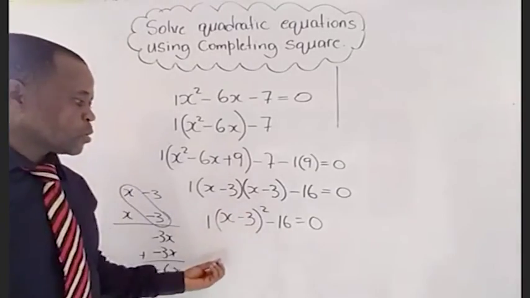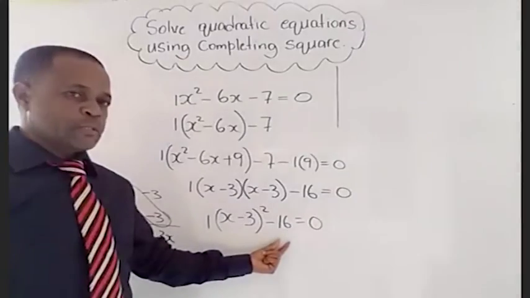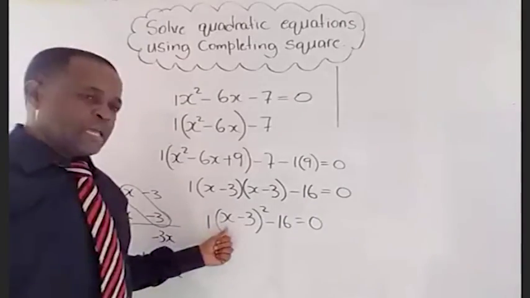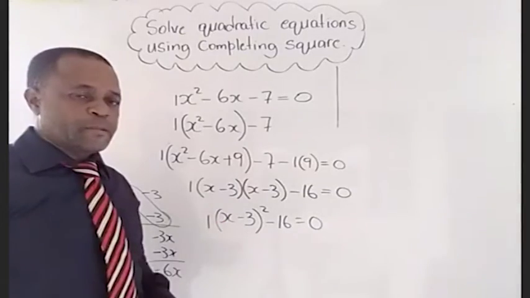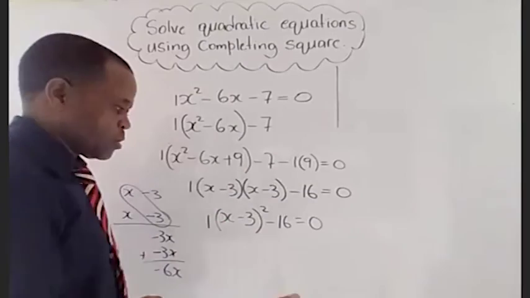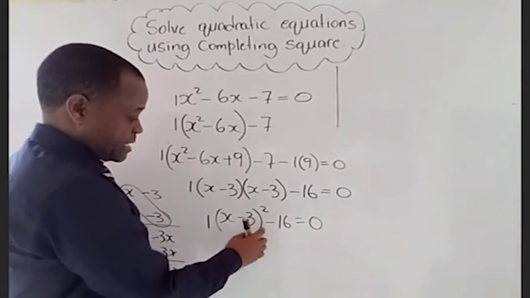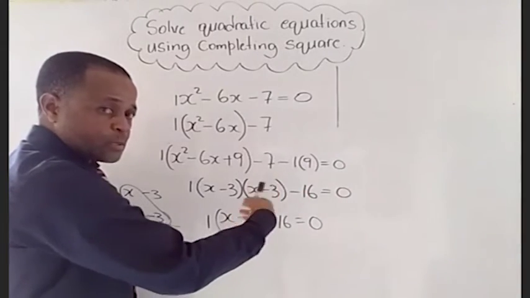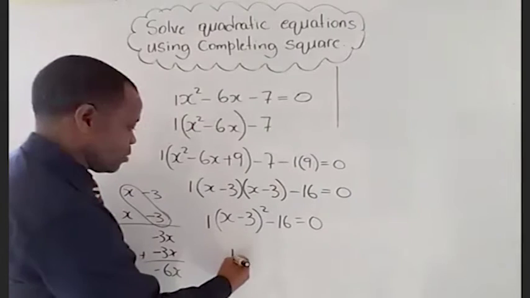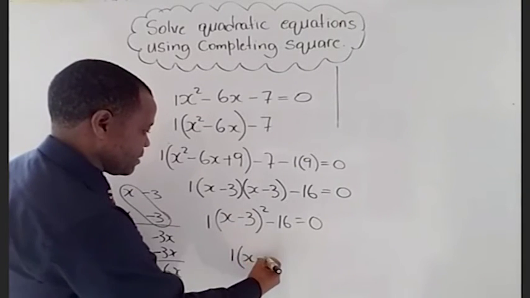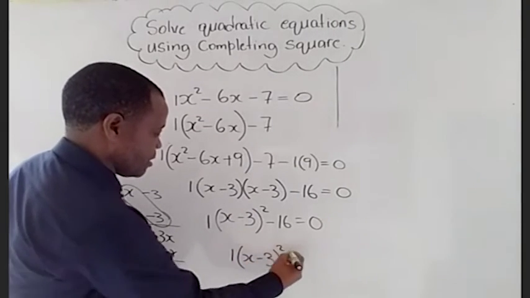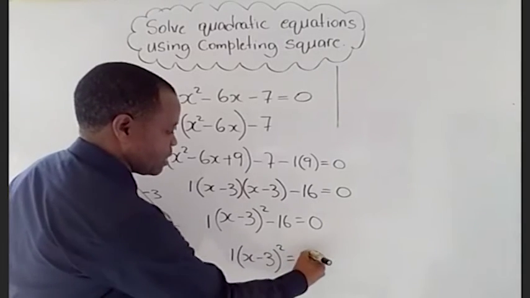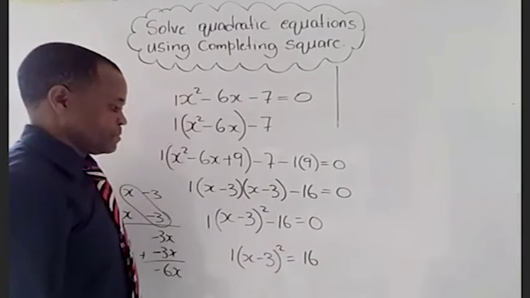It's just for us now to go ahead, transpose, and make x the subject, and that would now end up giving us the solution. So let's go. Getting rid of the 16 here. Since we are subtracting, we're going to add it to both sides. So this becomes 1, open bracket, x minus 3 all squared, and that is going to equal 16.